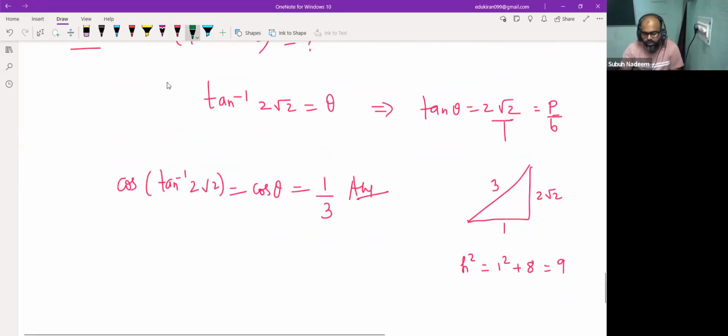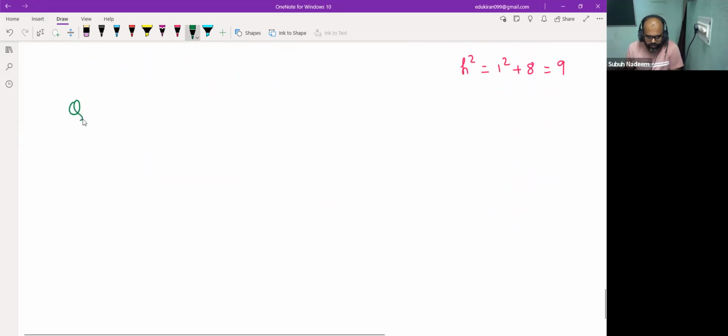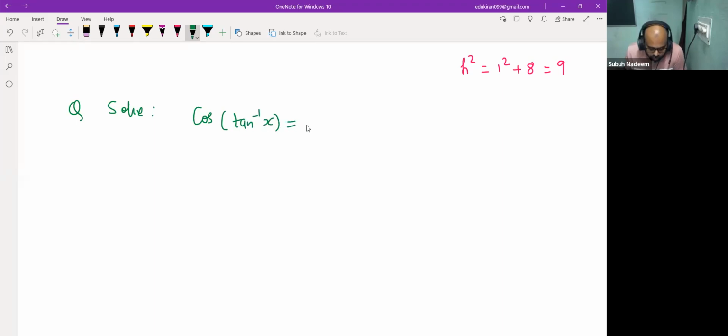Okay, so one more question of this type you are doing, but it is a little different type. It says solve cos of tan inverse x. So here x, we don't know what x is. We have to find the value of x is equal to sine cot inverse 3 by 4. So you have to find x actually.